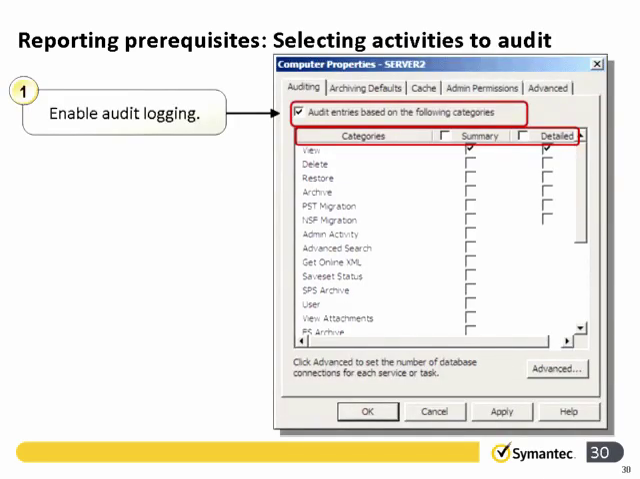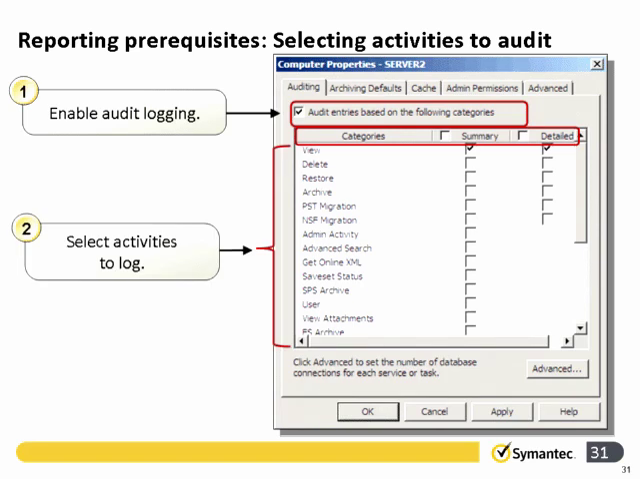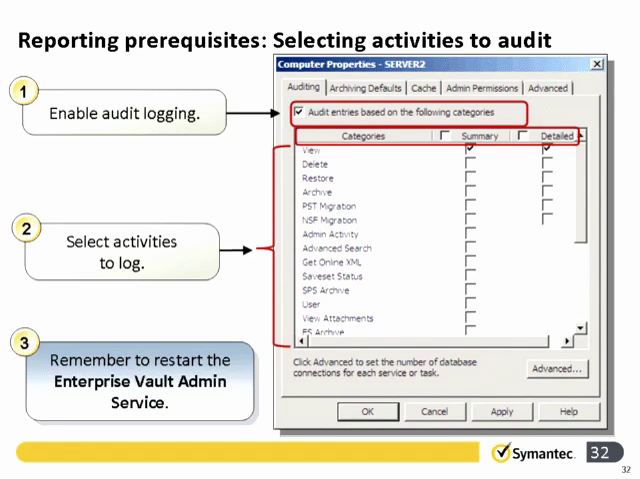In this particular example here, we're showing you the properties associated with the Enterprise Vault server named Server 2. And once you've installed the auditing component, you'll have an auditing tab. To enable the auditing, you place a check mark where it says Audit Entries based upon the following categories. And then you go through and select the individual activities that you wish to log. And remember to restart the Enterprise Vault Administration Service once you've configured the auditing. For more detail on the individual categories and what is being audited as part of these categories, you can use the Enterprise Vault Console Help System.